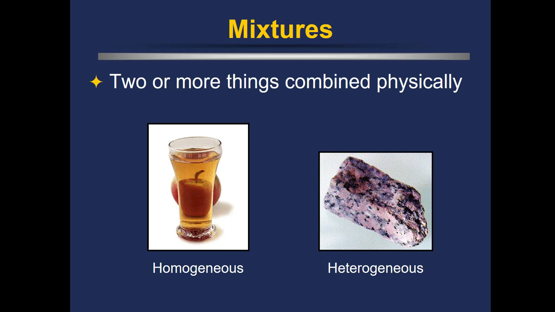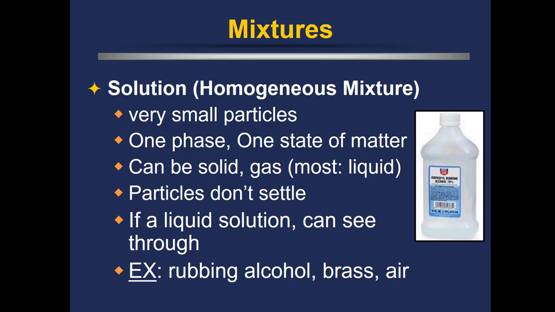The first one is a homogeneous mixture. And a little clue if you have a liquid homogeneous mixture is you typically can see through it. So it won't be cloudy, it'll be clear. And next we have our heterogeneous mixture. And as I said before, most things in our world are heterogeneous mixtures. Here we have a rock, and I can see the different colors. I can see the pinks and the whites and the blacks. And because I can see those different boundaries, I know that this is a heterogeneous mixture.